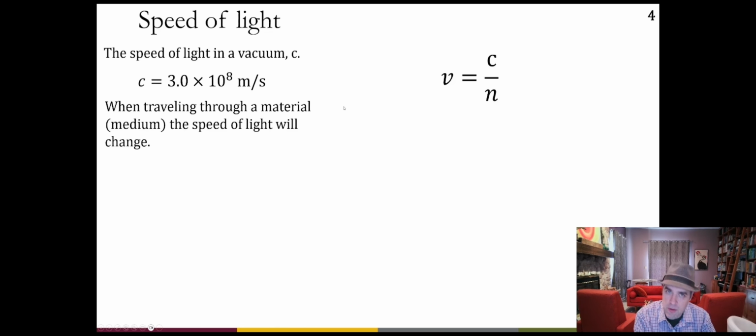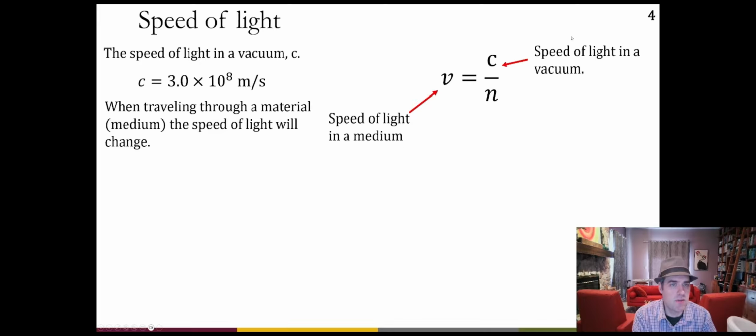We have an equation to calculate what this velocity is going to be. v equals c over n, where v here is the speed of light in a medium. Now, medium is a fancy physicsy term for material. c, that's the speed of light in a vacuum. That's this number I mentioned earlier. And n is the index of refraction of that medium.